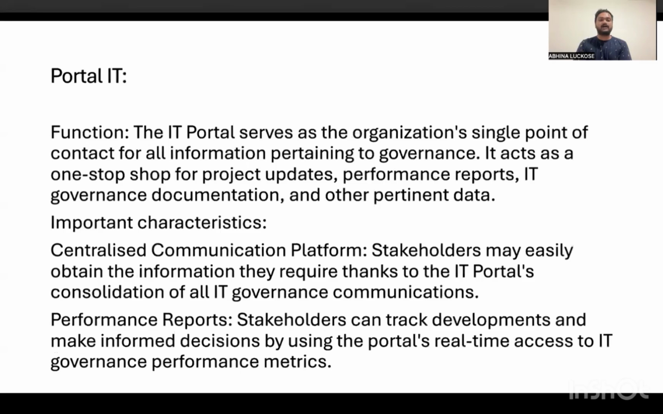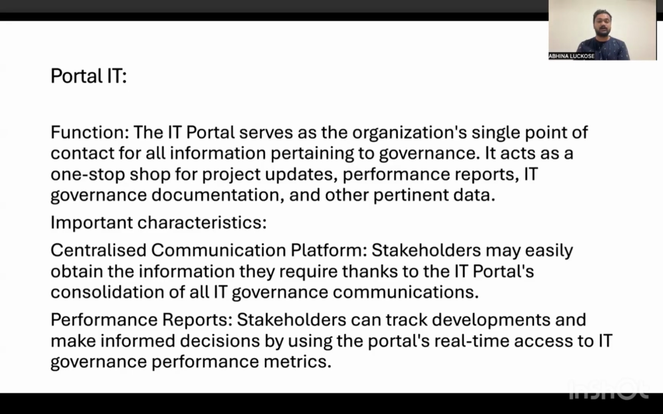The next topic is the IT portal. The function: the IT portal serves as the organization's single point of contact for all the information permitting governance. It acts as a one-stop shop for project updates, performance reports, IT governance documentation, and other permanent data. Important characteristics are centralized communication platforms. Stakeholders may easily obtain the information they require thanks to the IT portal's consolidation of all the governance and communication.